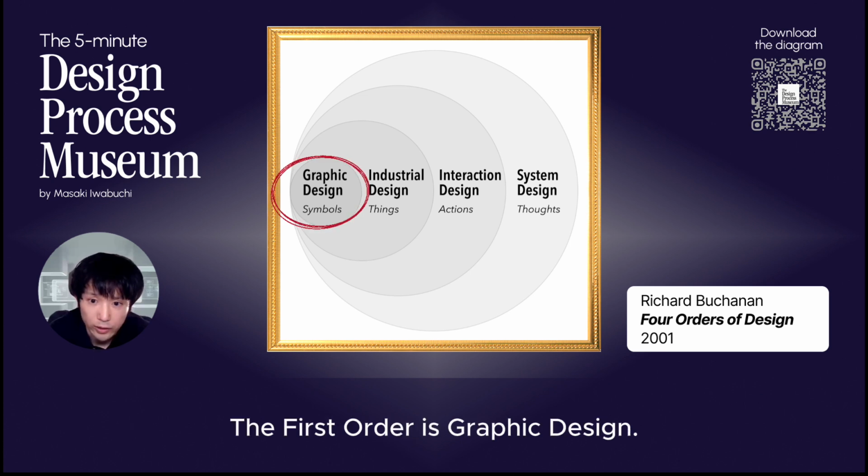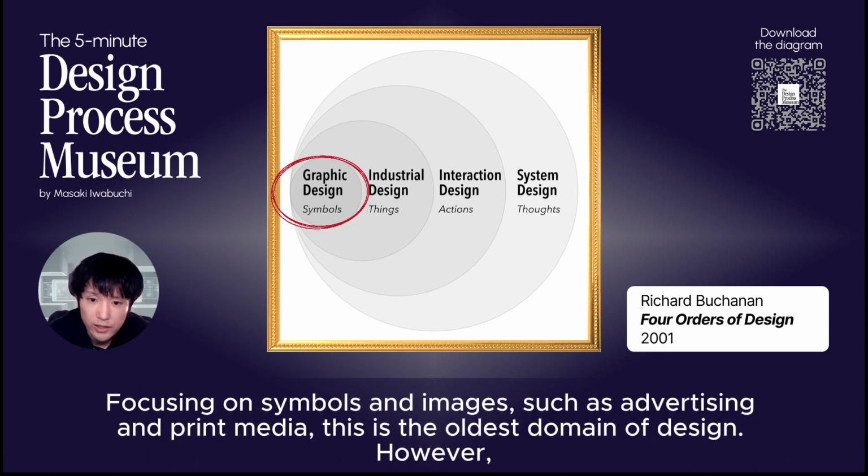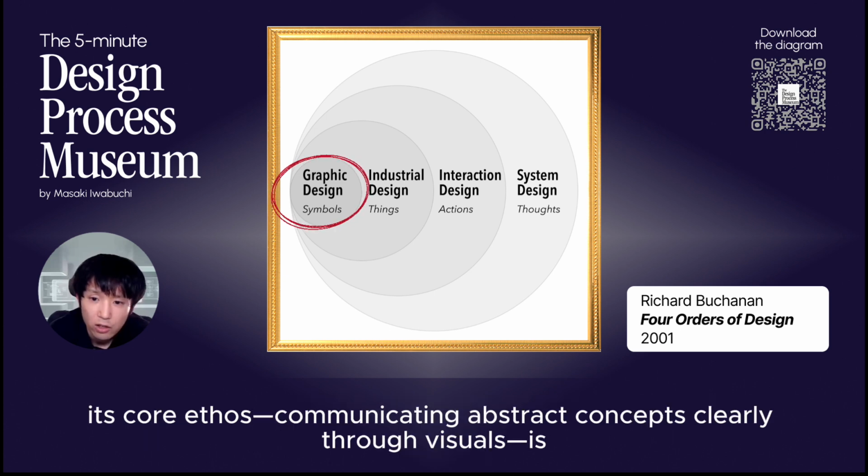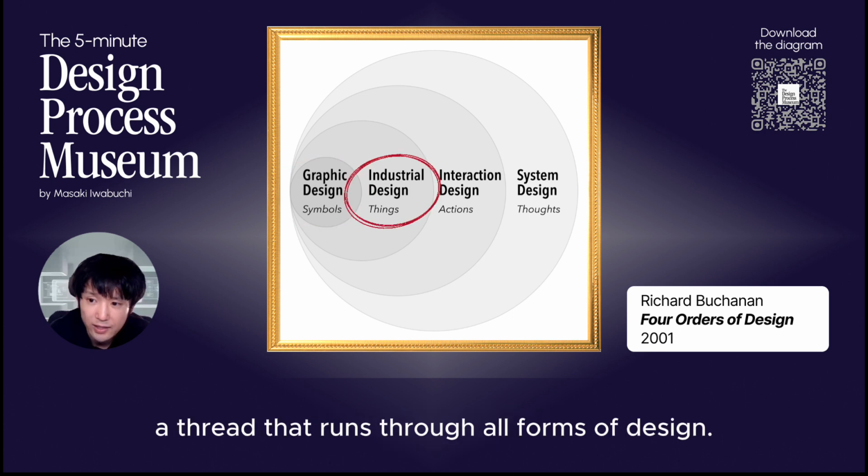The first order is graphic design, focusing on symbols and images, such as advertising and print media. This is the oldest domain of design. However, its core ethos, communicating abstract concepts clearly through visuals, is a thread that runs through all forms of design.